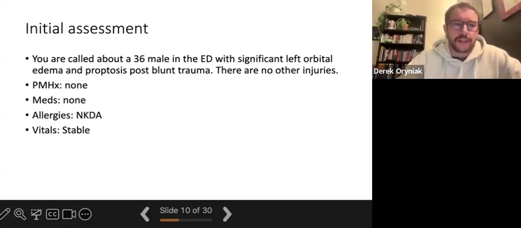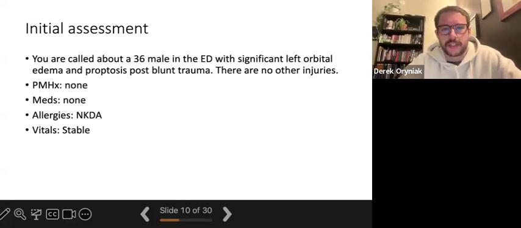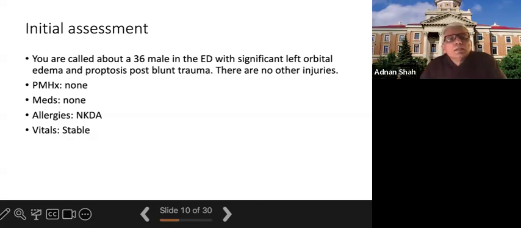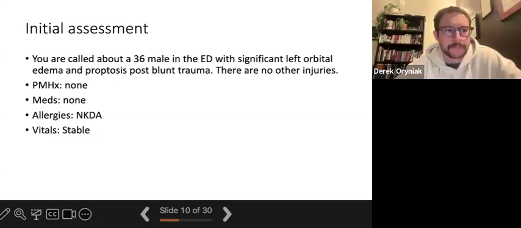So you're called to assess a 36-year-old male in the ED with significant left orbital edema and proptosis post blunt trauma. There's no other injuries. He's reportedly otherwise healthy, no allergies, and he's vitally stable. I would just want to add one thing: left orbital edema, pain, and proptosis.